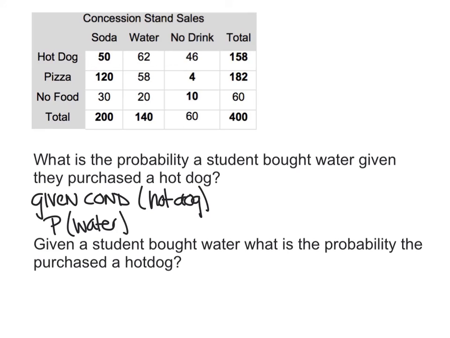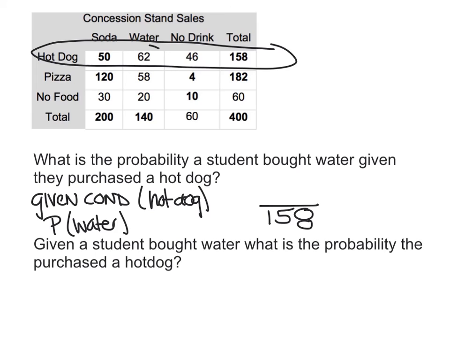Once you have that, I think it's pretty easy. You're basically going to your given row. My given condition is that I have a hot dog. So that means my total, because it says total here, is 158. So there's my out of 158. And now I'm looking in that row, what is the probability I bought water? And that looks like 62 out of 158.